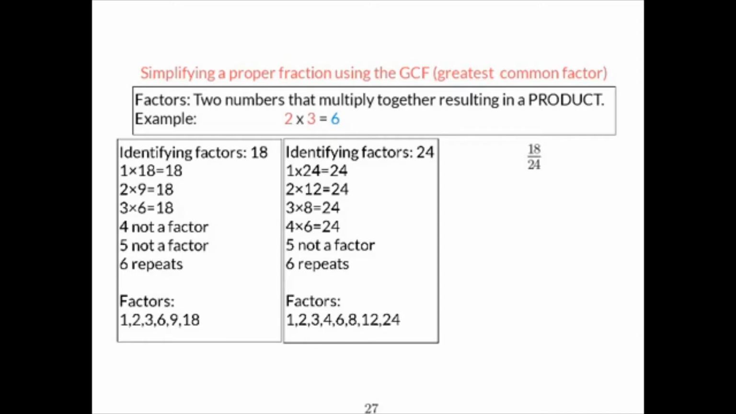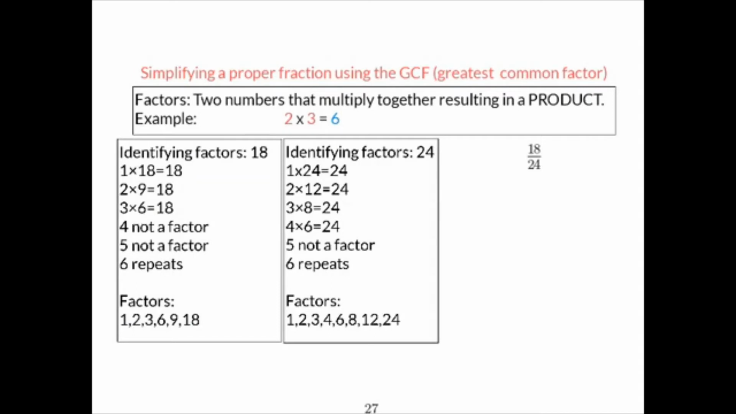5, again, we can check: 5, 10, 15, 20. So 5 is not a factor. And then 6 is a repeat. So we have this number 6 here, so we can stop. Once we get to a number that repeats in our list, then we can stop, and we can identify the factors, and I've put them in order down here as 1, 2, 3, 6, 9, and 18. Those are the numbers that multiplied together give us the number 18, and so these are all factors of the number 18.